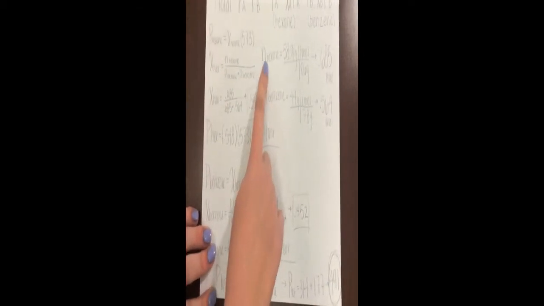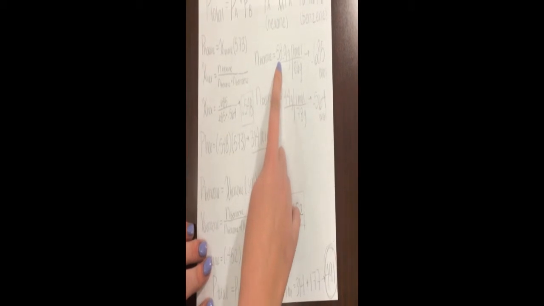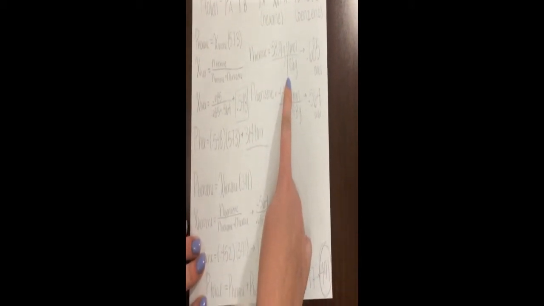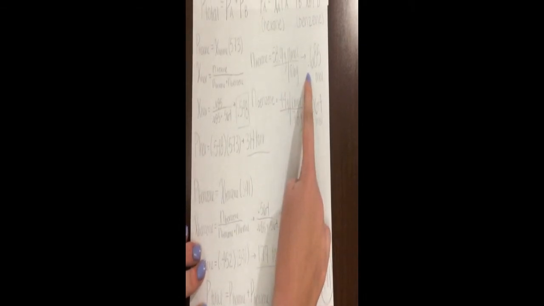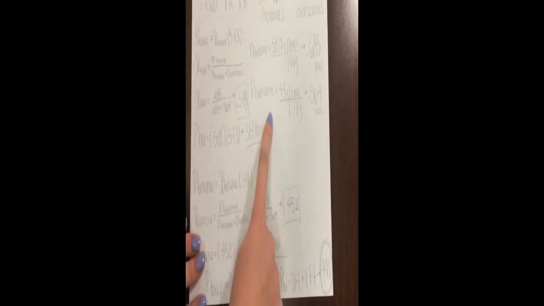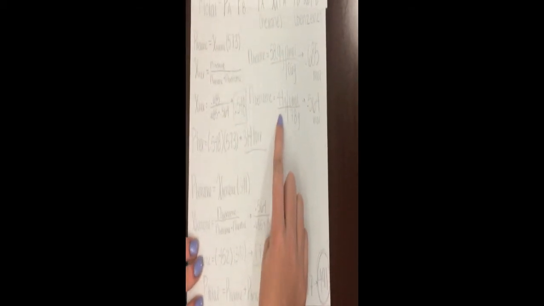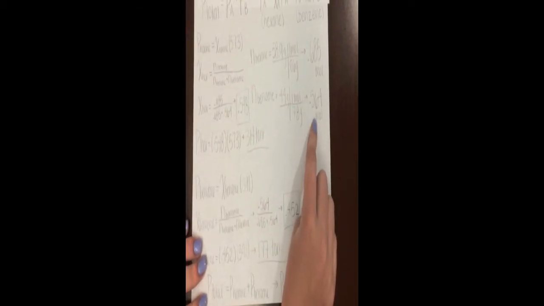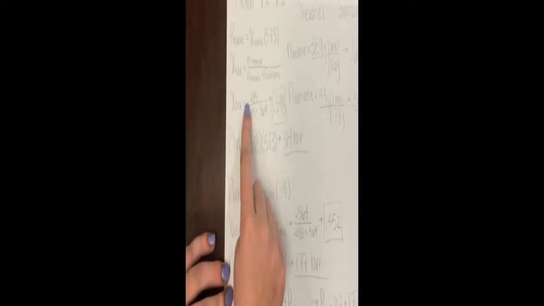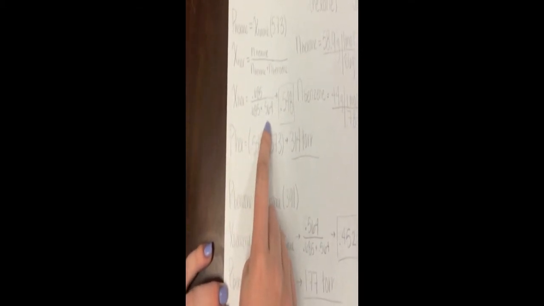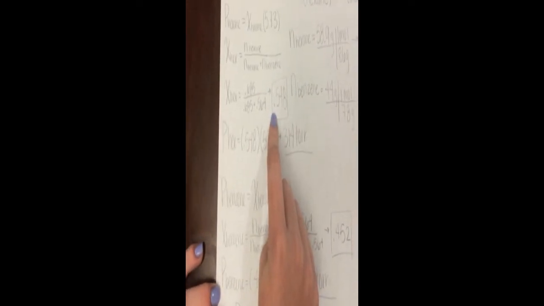To find the moles of hexane, we use 58.9 grams of hexane as given in the problem over 86 grams, which is the molar mass of hexane. We get 0.685 moles of hexane. To do benzene, we use the same process and use 44 grams of benzene over 78 grams to get 0.564 moles. To get the mole fraction, we use the moles of hexane, which is 0.685, over the moles of hexane, 0.685, plus the moles of benzene, 0.564, to get 0.548.